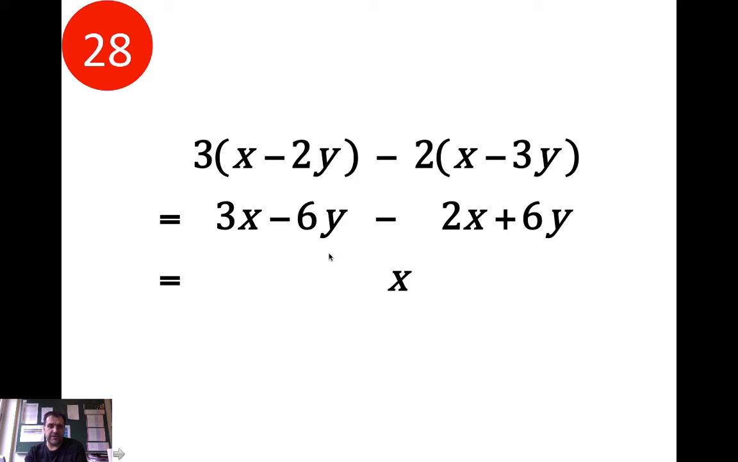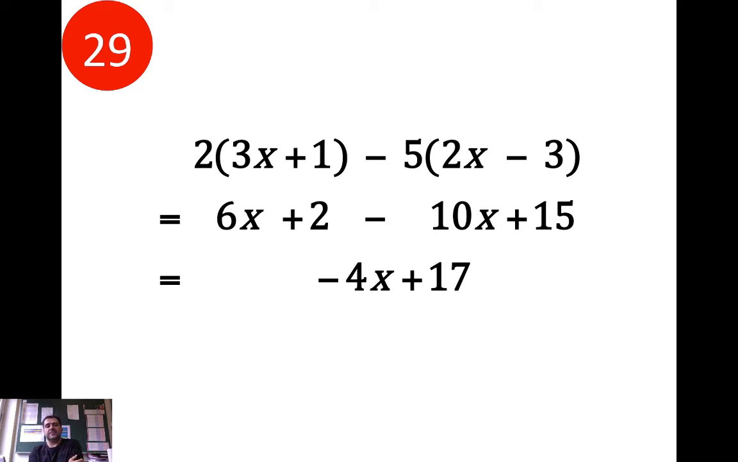So gathering together all of the x's, I've got 3 x's here and minus 2 x's there. So together they make 1x, which I just write as x. And then looking at the y's, I've got minus 6y here and plus 6y here. So they just cancel each other out and disappear. So the final answer is x.